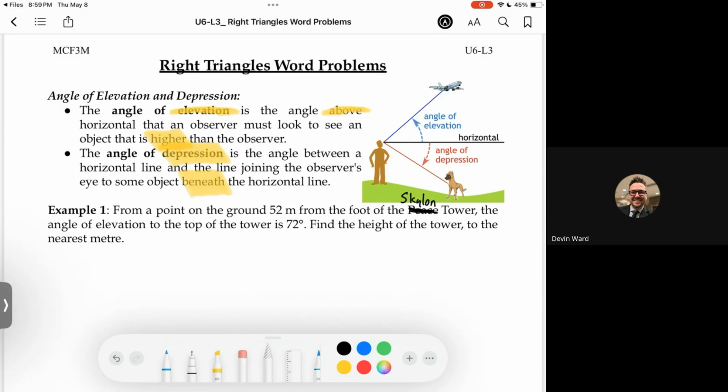One thing to note is that with angle of depression, the angle's right here. A lot of the times we want to draw it right here, but that's wrong. It's right here. That's our angle of depression. So angle of elevation, right there. Depression, right there. Okay.